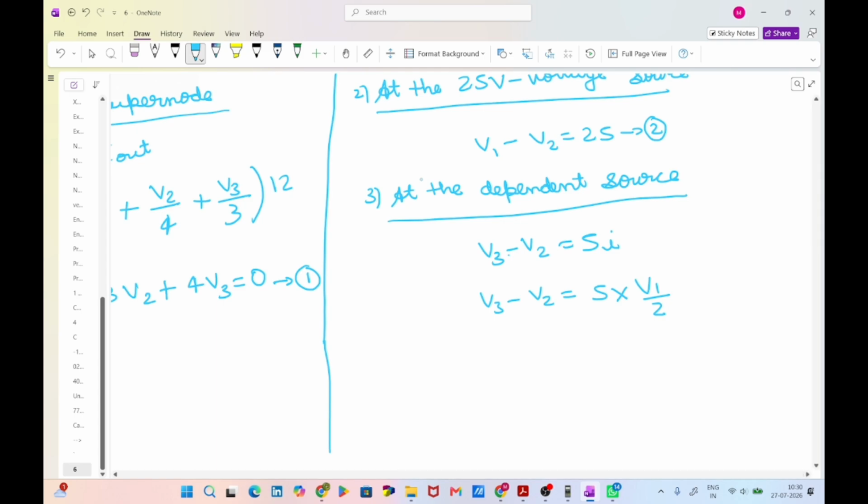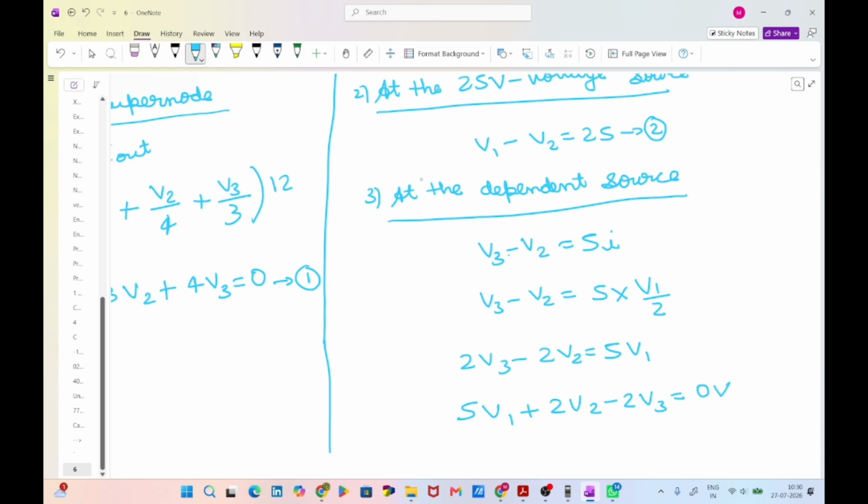Multiplying by 2 on this side, it becomes 2V3 minus 2V2 is equal to 5V1. I will move this to this side: 5V1 plus 2V2 minus 2V3 is equal to 0 volt.